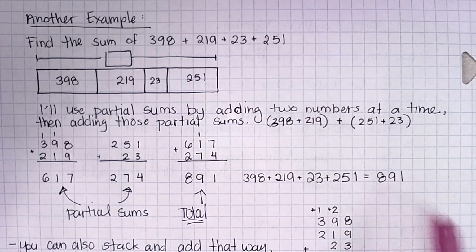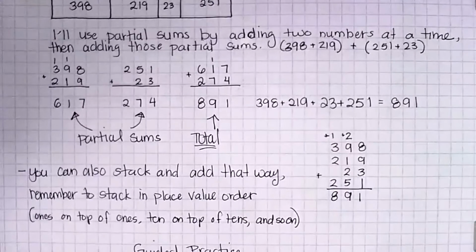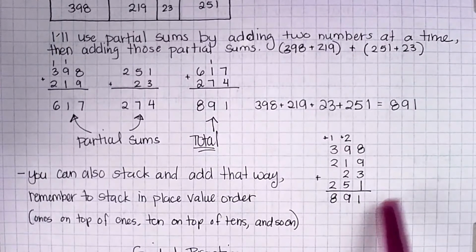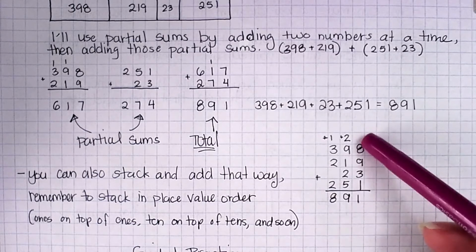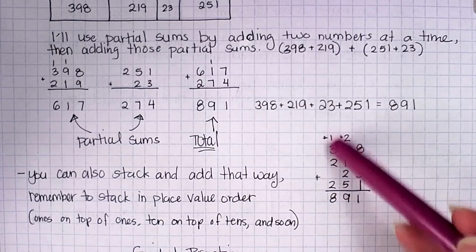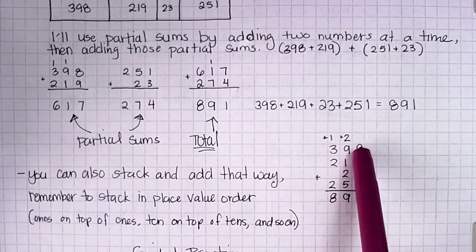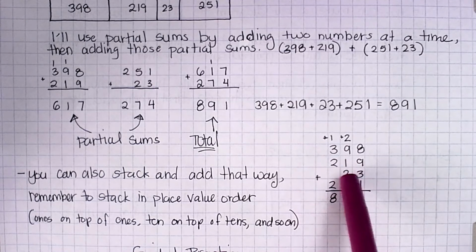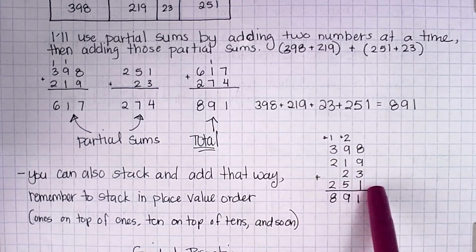So you have a lot of different strategies, remember, that you can use. You can also just stack and add. If you want to stack and add, remember to regroup whenever you need to. And remember to stack in place value order. So all of your ones have to be on top of your ones. All of your tens need to be on top of your tens. All of your hundreds need to be on top of your hundreds. So 398, 219, 23, since there's nothing in the hundreds place, I don't put anything there.